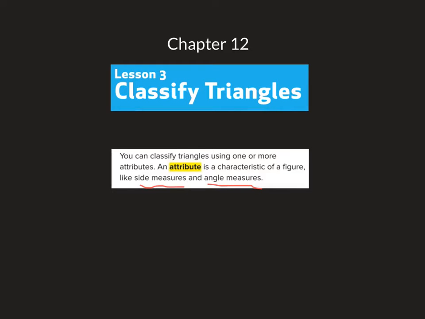Also, we should talk about the word attribute. An attribute is a characteristic of a figure. Okay, it's just kind of any kind of characteristic of a person even. So like an attribute that I have is blue eyes, curly hair, right? So it's a characteristic. So let's dig deeper into triangles today.